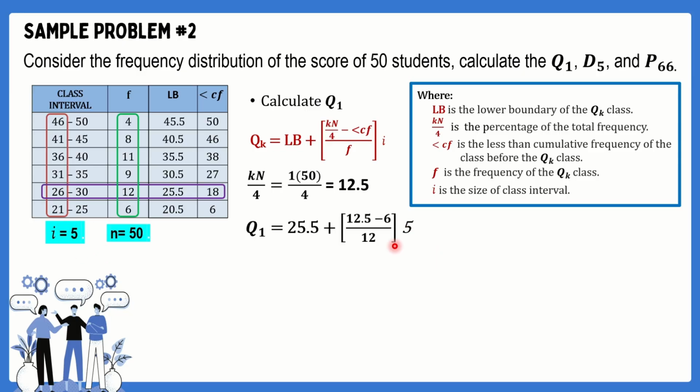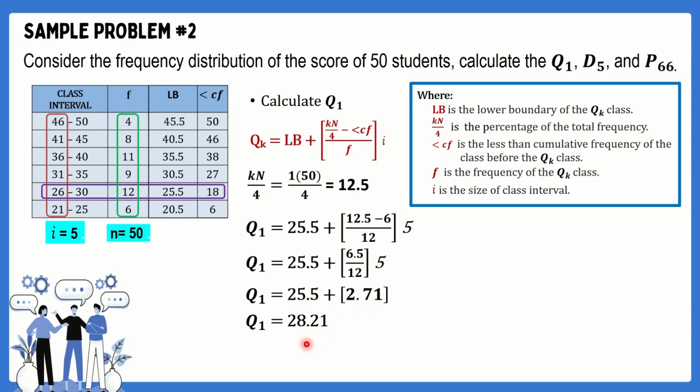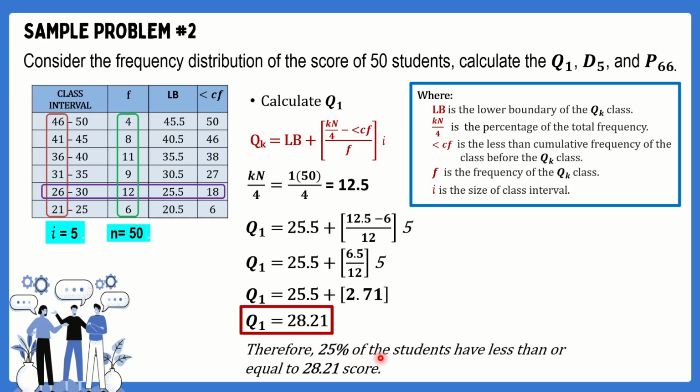So let's first subtract this one. 12.5 minus 6 equal to 6.5. Then 6.5 over 12 times 5 is equal to 2.71. So let's add 25.5 plus 2.71 is equal to 28.21. Therefore 25% of the students have a score less than or equal to 28.21. Why 25%? Since the 1 represents 25%.